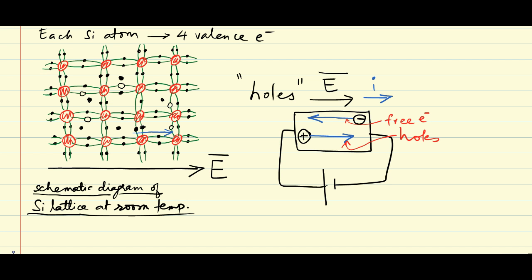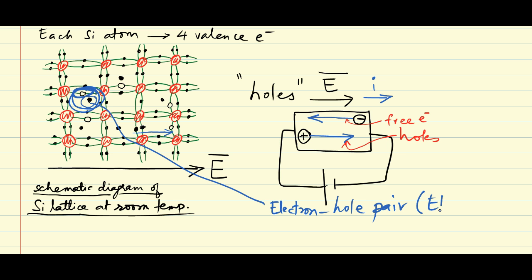Now there is one last term that you should know. Every time a valence band electron enters the conduction band and becomes a free electron, it also leaves a corresponding hole in the valence band, and this pair is called an electron hole pair, or EHP in short.